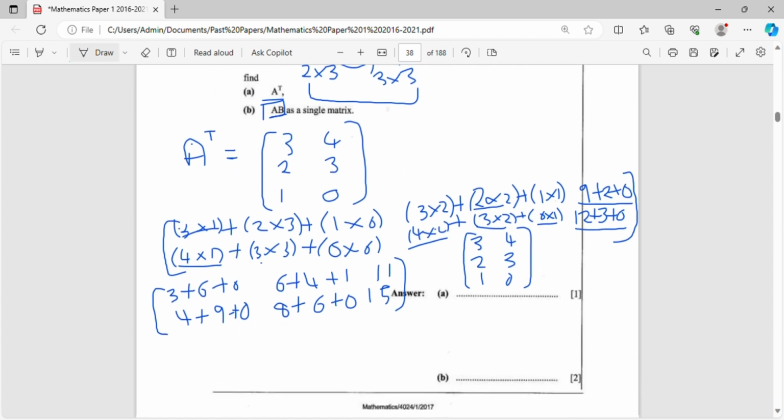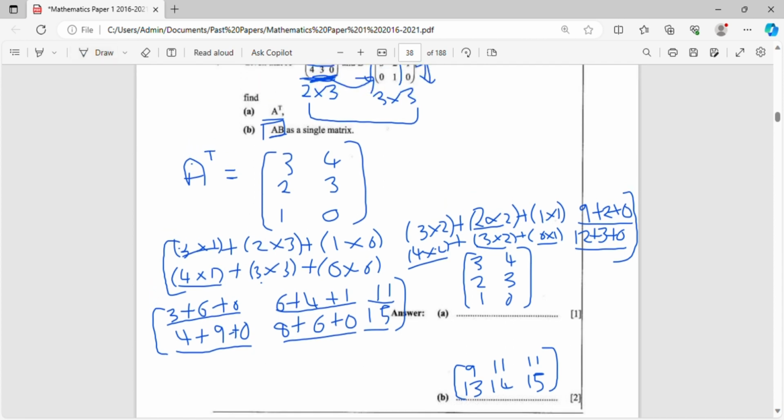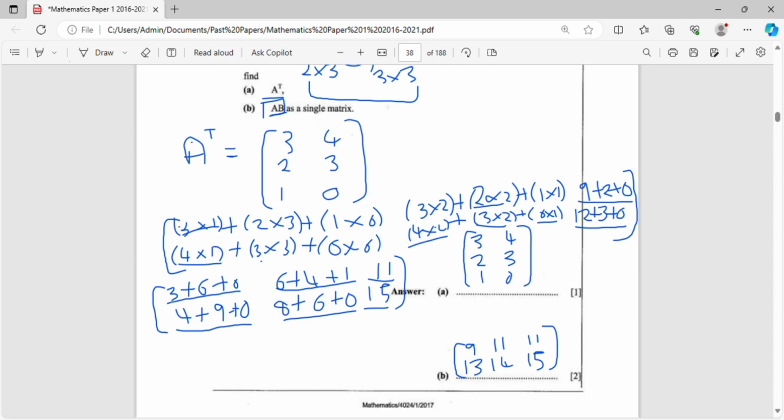So our final answer here will be 3 plus 6 plus 0 will be 9. 6 plus 4 plus 1 will give us 11. This is 11. 4 plus 9 plus 0 will give us 13. 8 plus 6 plus 0 will give us 14. And this is 15. This will be our final answer. And as I said, it should be a 2 by 3. A 2 by 3 matrix. So our final answer is a 2 by 3.